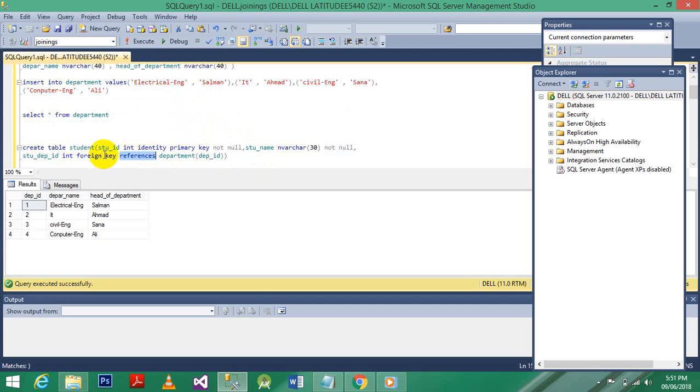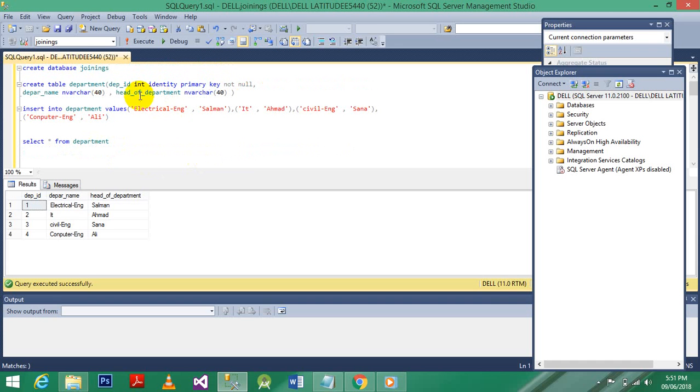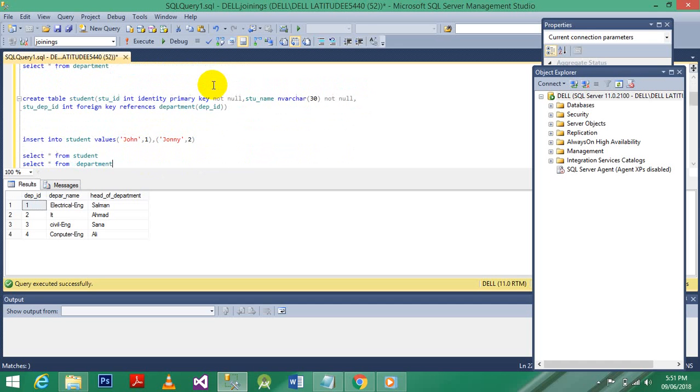Look here, the foreign key references which table? The department table. From which ID? Department ID. I use the reference of the foreign key from department in department ID. We have department ID here in which I use primary key. So I just create another table in which we have the attributes student ID, student name, and we use the concept of foreign key with the department table, and I just insert two rows.